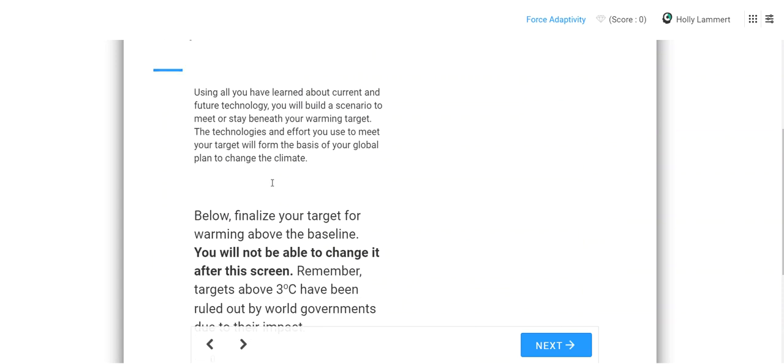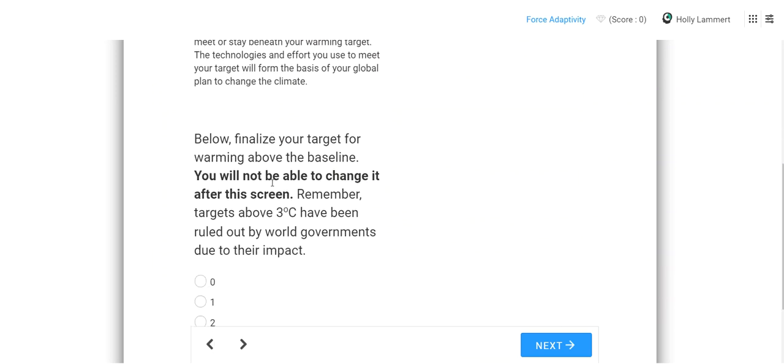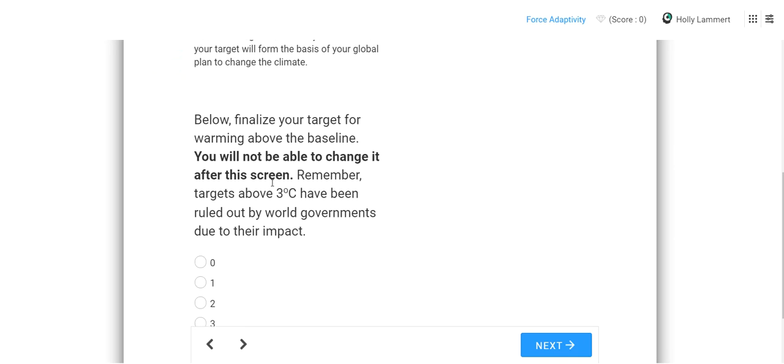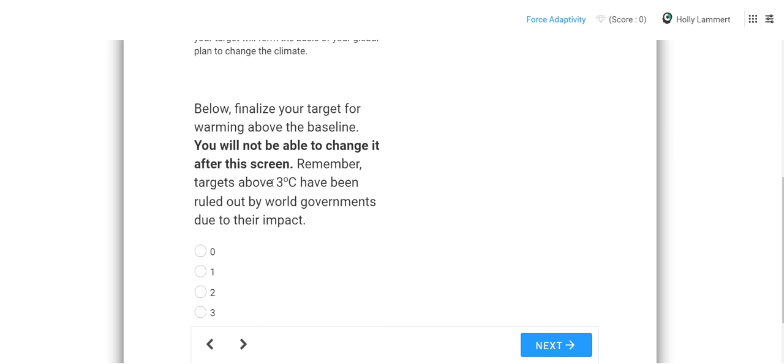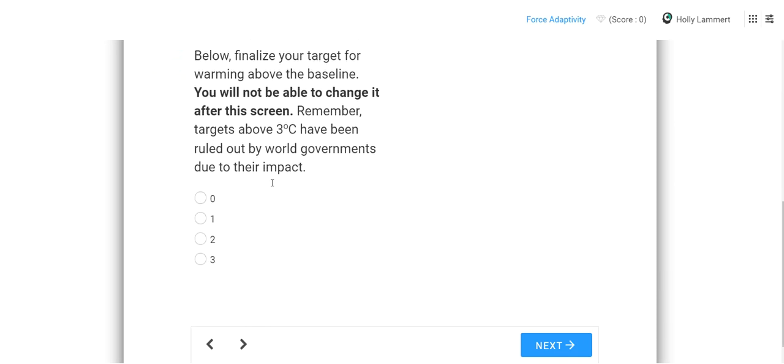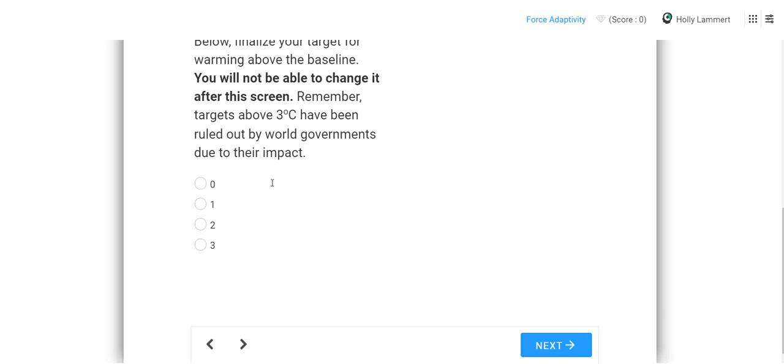So what will it take to reach your goal? You will build a scenario to meet or stay beneath your warming target. The technologies and effort you use to meet your target will form the basis of your global plan to change the climate. Below, finalize your target warming.